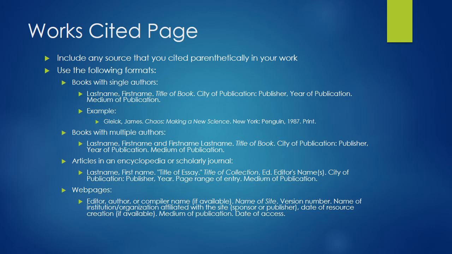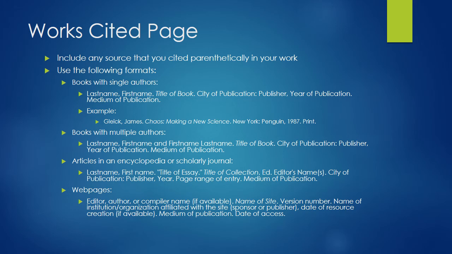You've got Gleick, comma, James, period. So that means the book was written by James Gleick. And then you've got Chaos, colon, Making a New Science. That's in italics, so you know it's the title of the book.